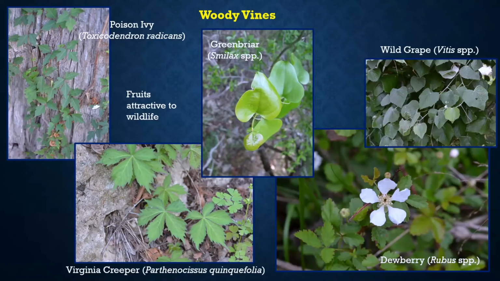And then woody vines, there are a lot of woody vines. They grow on the ground, they grow in the shrub layer, they grow all the way into the canopy. All of them produce fruit that is good for wildlife, birds, even poison ivy. Birds feed on poison ivy berries all the time.